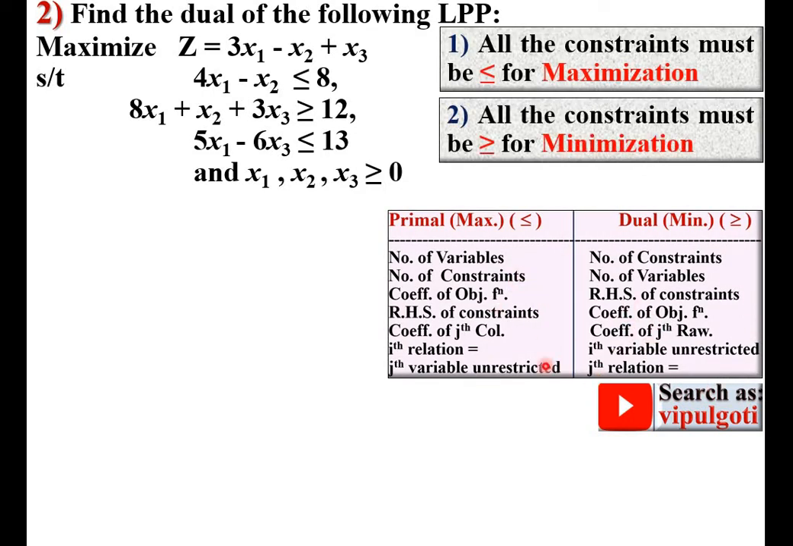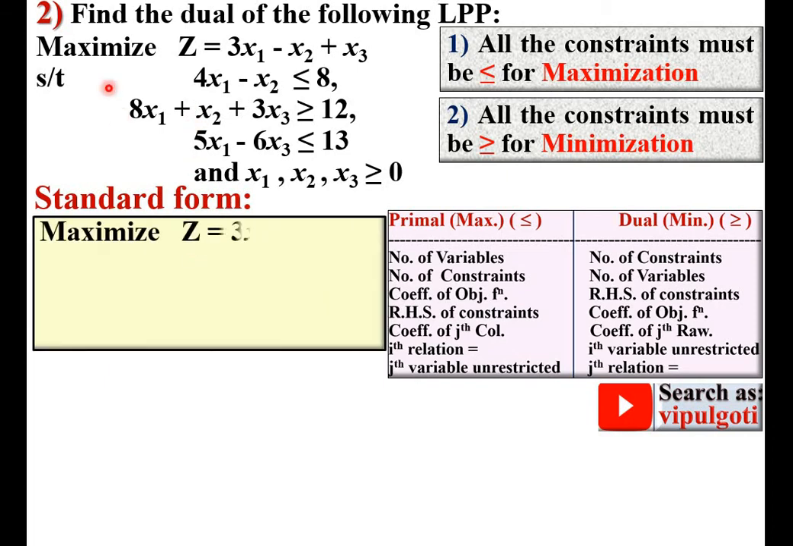Important points that you should keep in your mind, and these are the conditions for the standard form. Now look at over here. The nature of the objective function is maximization, and for the standard form all the constraints must be less than or equal to for maximization. But look closely here, the second constraint is not in the form of less than or equal to, but instead it is greater than or equal to. So first you have to convert it into the standard form, and that is very simple.